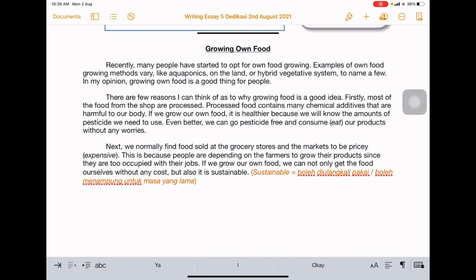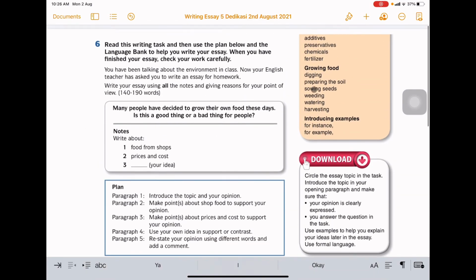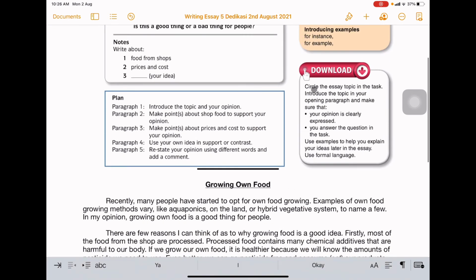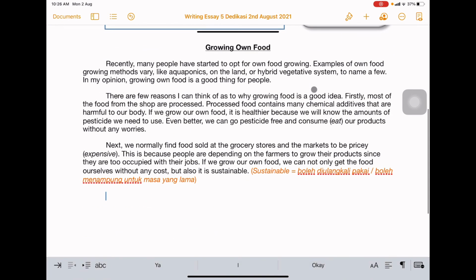Then we can go to the third point. So the third point we can say, if you see here, the third point requires your own idea. One thing, you need to think. You need to have your own idea on why you think that it is good to grow your own food. Let's go for the very famous point.